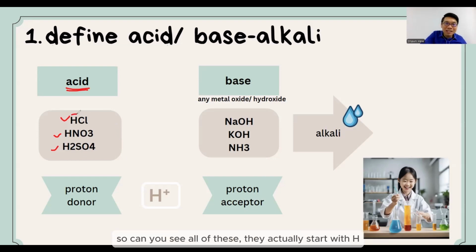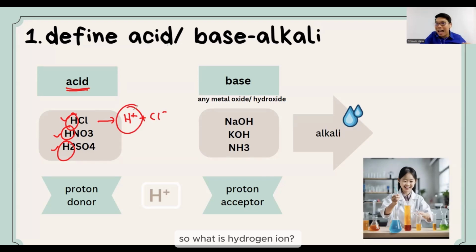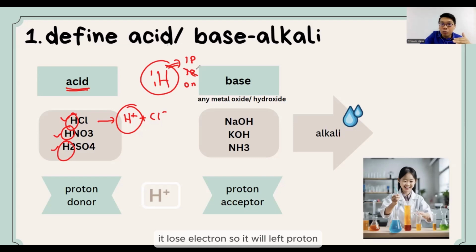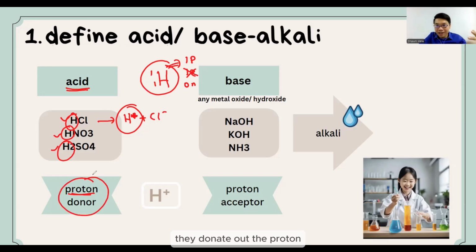Can you see, all of these start with H, which means they're able to ionize and form hydrogen ion. So what is hydrogen ion? For hydrogen atom, we know that it is H 1 1, which means each atom of hydrogen contains one proton, one electron, and no neutron. If this hydrogen atom loses its electron, it will leave a proton. That's why we also refer to hydrogen ion as proton. So if it releases hydrogen ion, we can also call them proton donors. They donate the proton. This is the definition for acid.